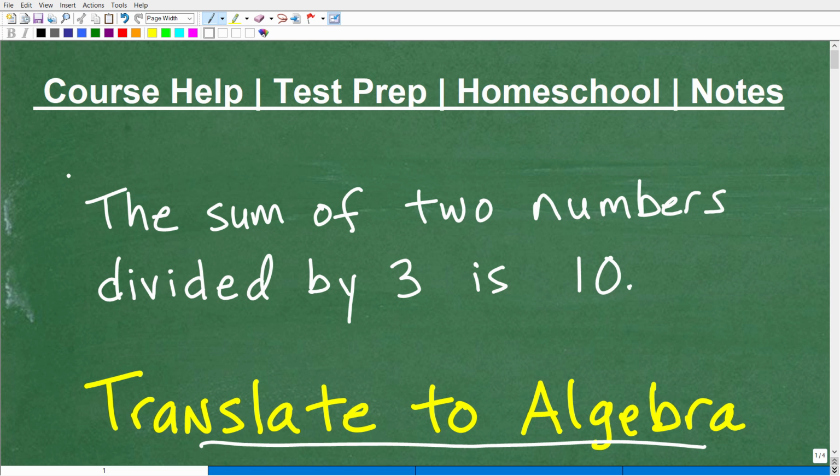Okay, so let's go ahead and just read this statement, and then we'll talk about how we're going to translate this into algebra. It says, the sum of two numbers divided by 3 is 10. So the sum of two numbers divided by 3 is 10. This is a mathematical statement, it's just in words. And what we want to do is translate this into algebra, i.e. into something that's using mathematical notation like plus, division operators, variables, etc.